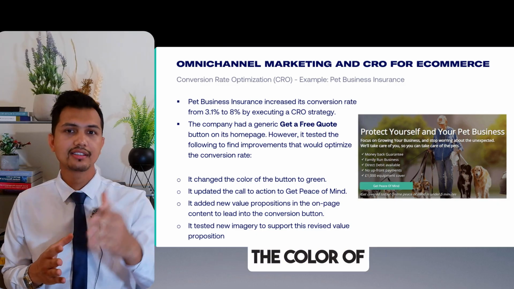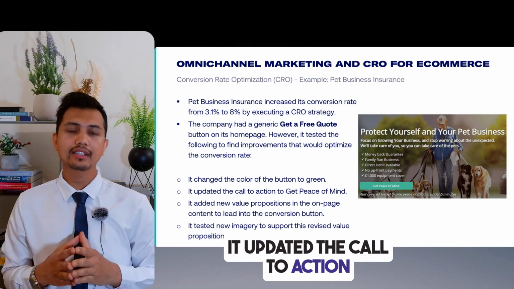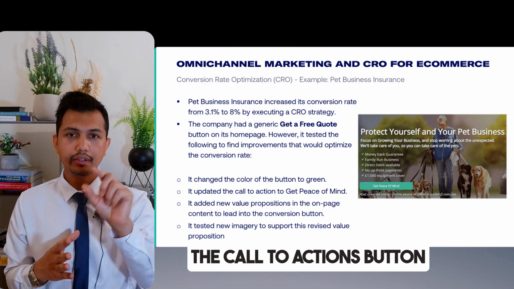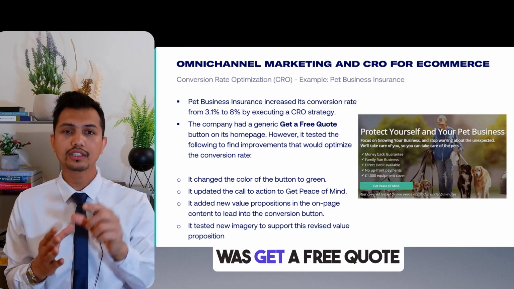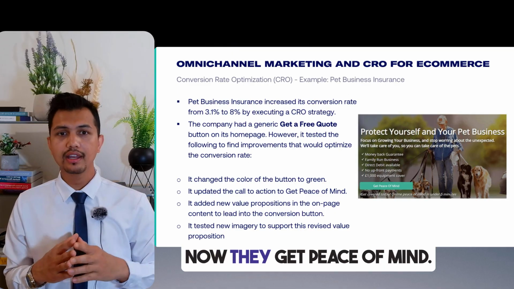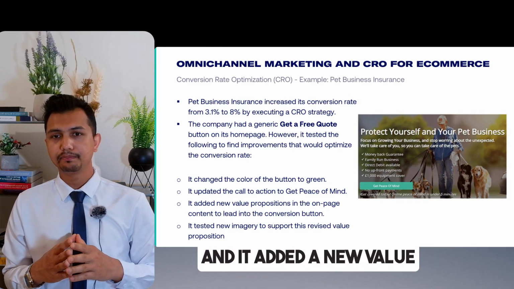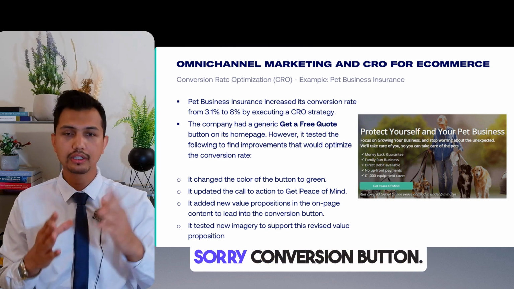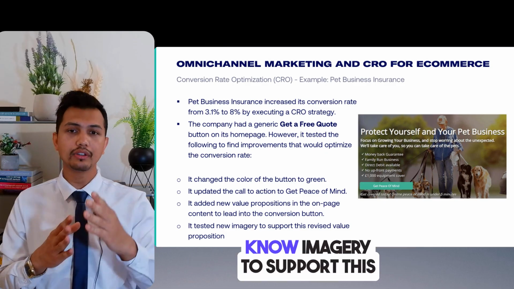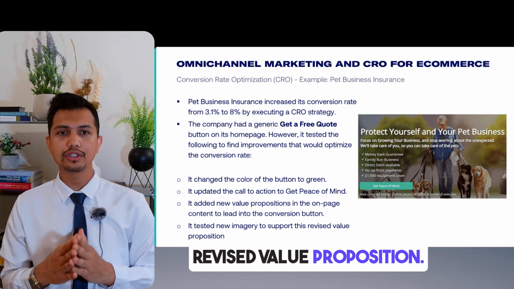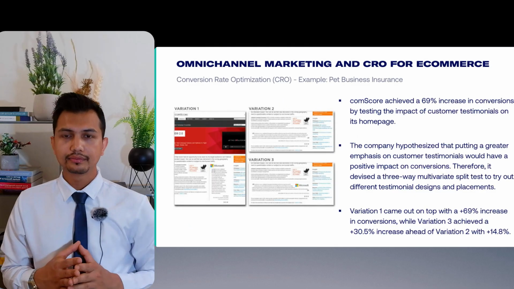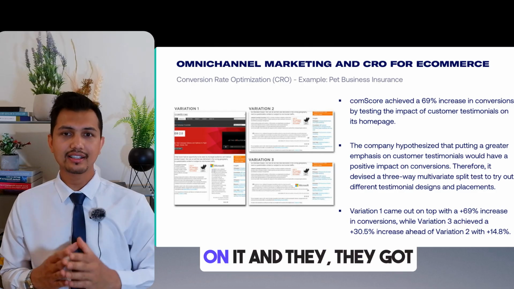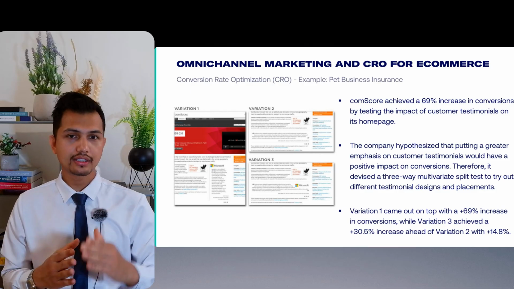For example, it changed the color of the button to green. It updated the call to action to "Get peace of mind." Previously the call to action button was "Get a free quote," and now it says "Get peace of mind." And it added a new value proposition in the on-page content to lead into the conversion button. It tested new imagery to support this revised value proposition. So as you can see, these are the variations they tested, and they got different results.